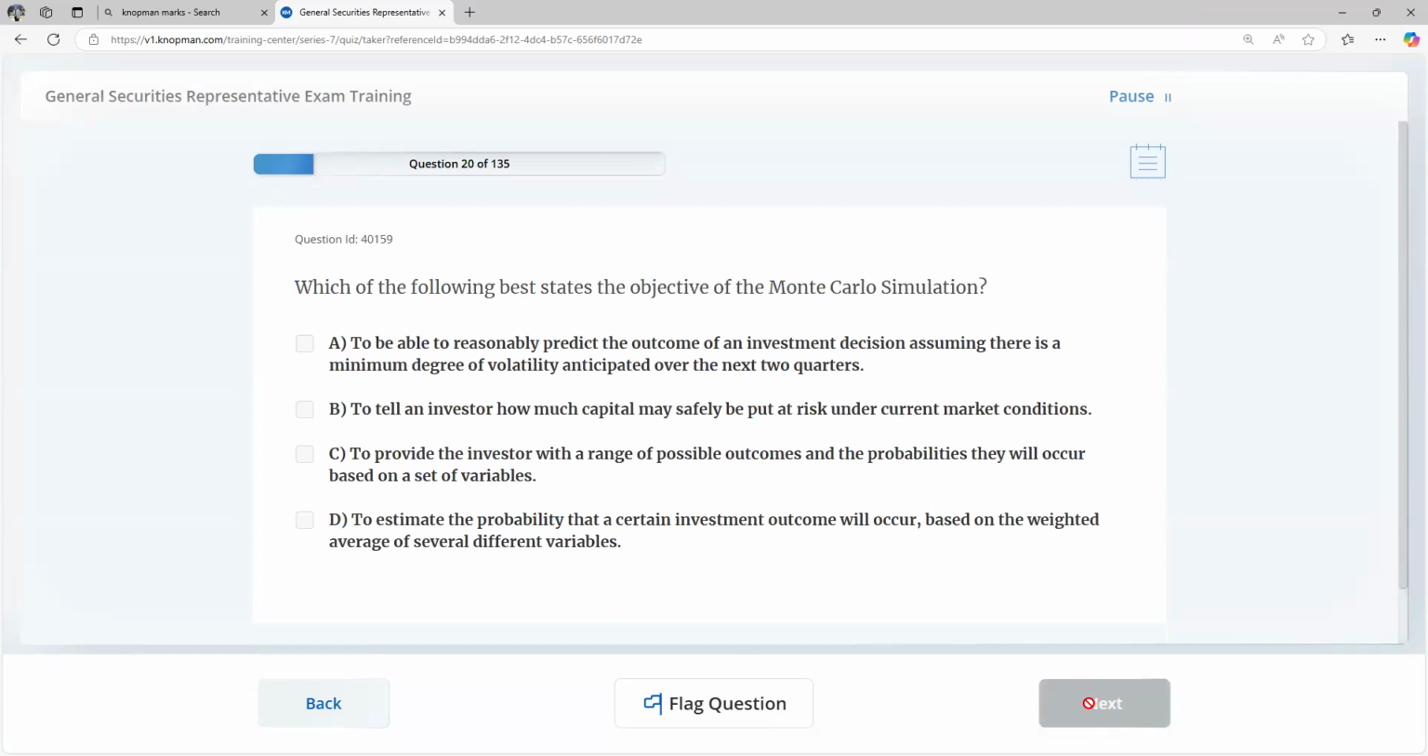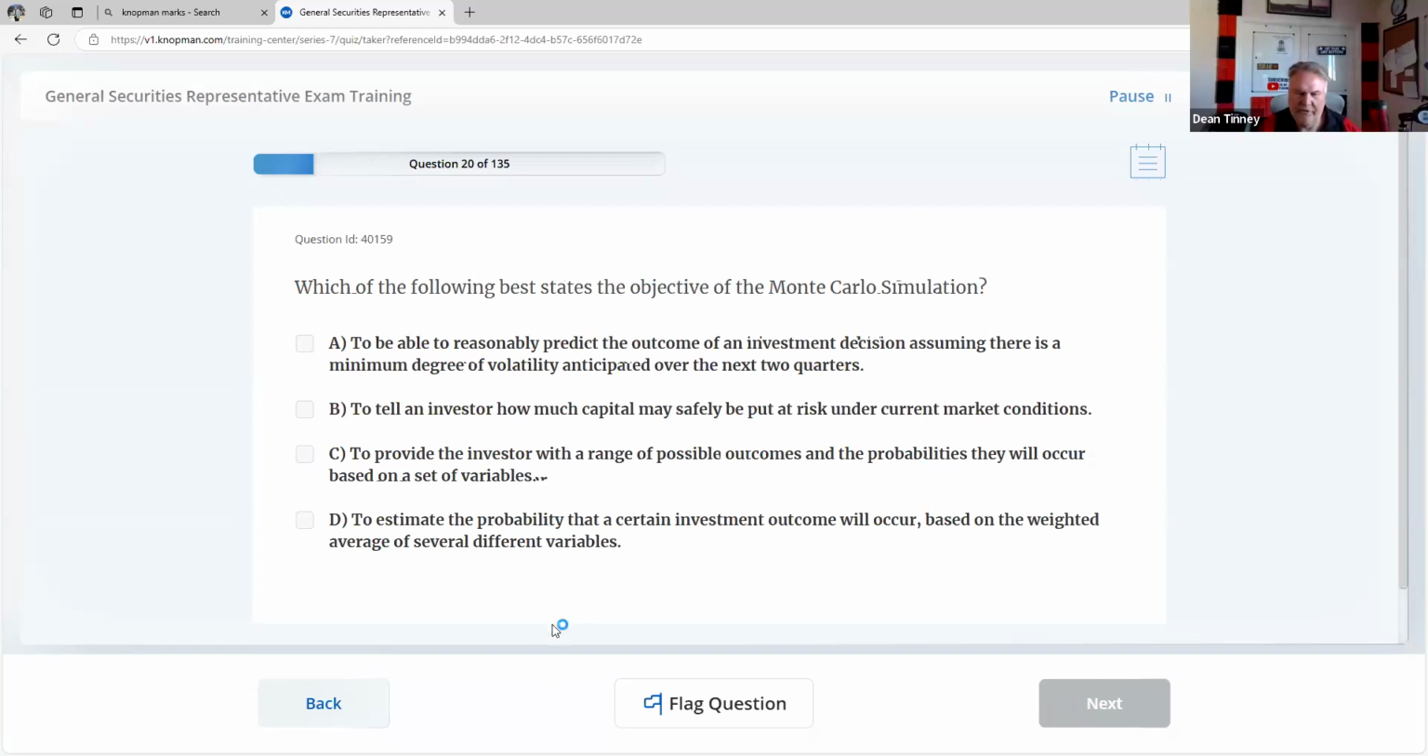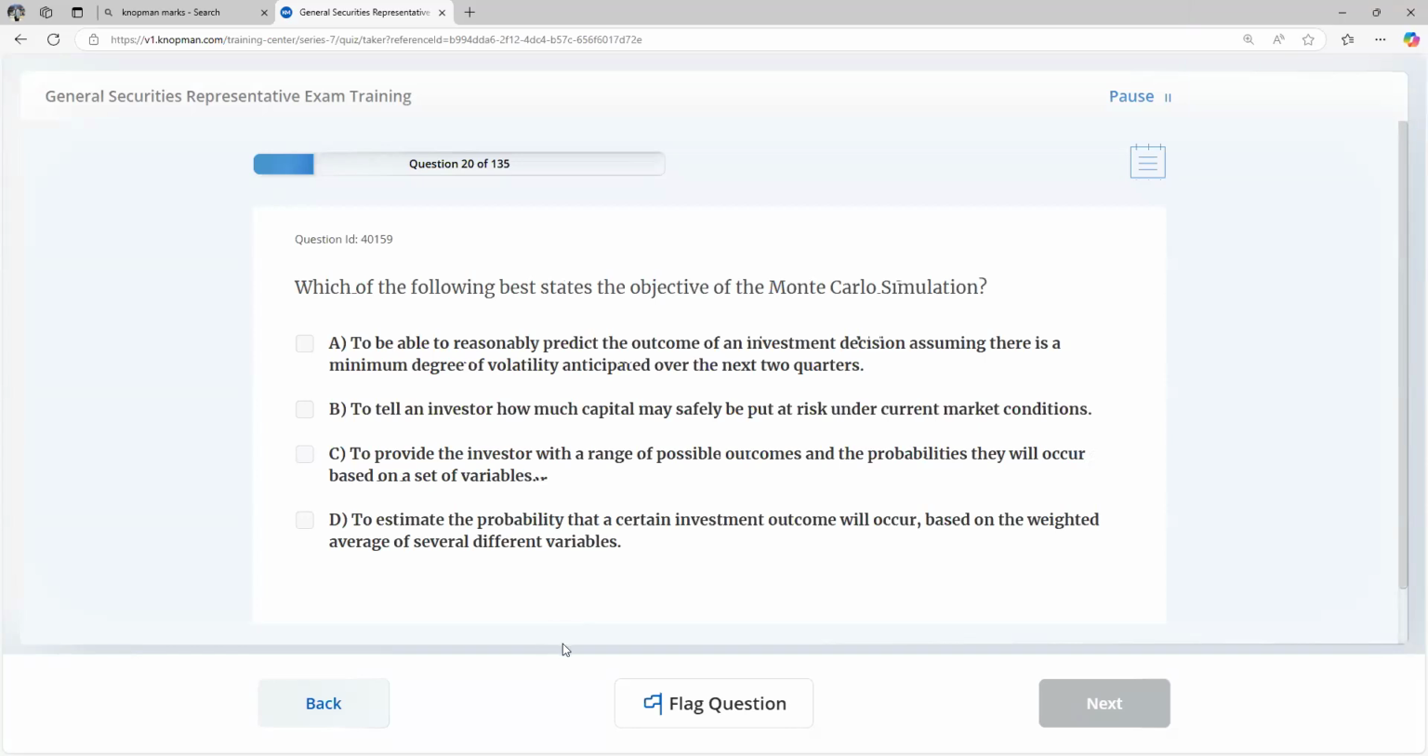Okay. I have genuinely no idea what a Monte Carlo simulation is, so I'm just going to throw my best guess out here. Which of the following best states the objective of a Monte Carlo simulation? To provide the investor with a range of possible outcomes, to estimate the probability that certain... to be able to reasonably predict the outcome of an investment decision... To provide the investor with a range of possible outcomes and probabilities.